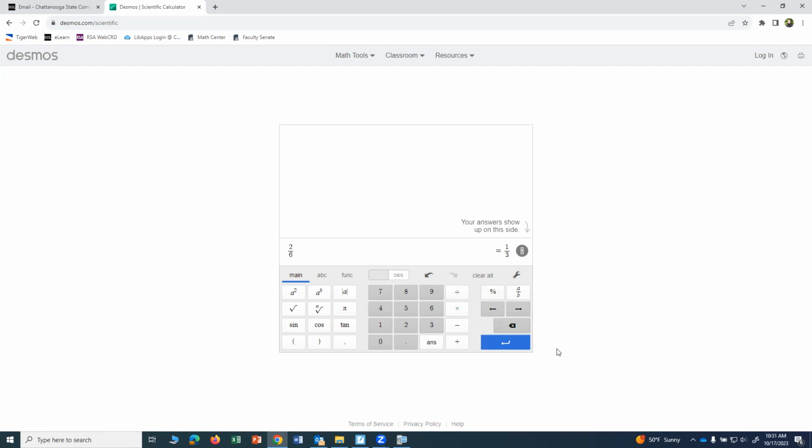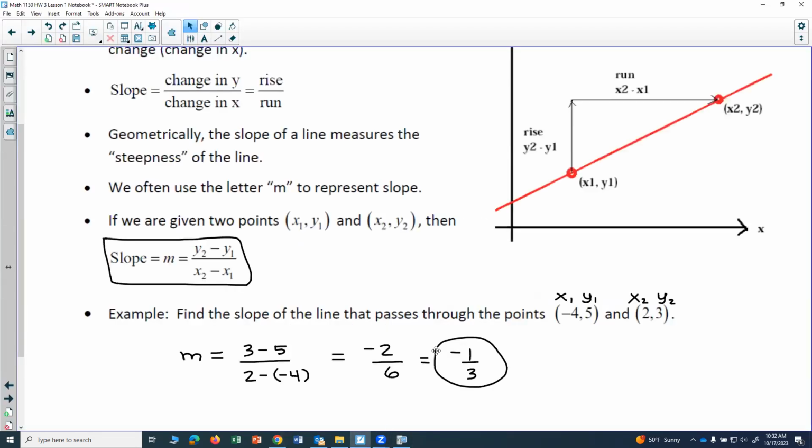Just keep track of your negatives, whether your slope is negative or positive, based on back here, whether you have a negative over a positive, or a negative over a negative, or a positive over a negative.